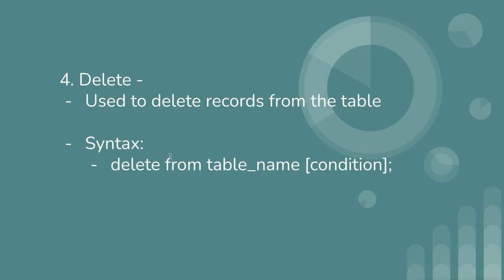Delete is used to delete the records from the table. In the previous lecture, with respect to DDL, we have seen one command, truncate. Truncate is also used to delete the records. Then what is the difference? With truncate, you cannot assign some condition. All the records from the table will get deleted. But with delete, we can assign some condition.